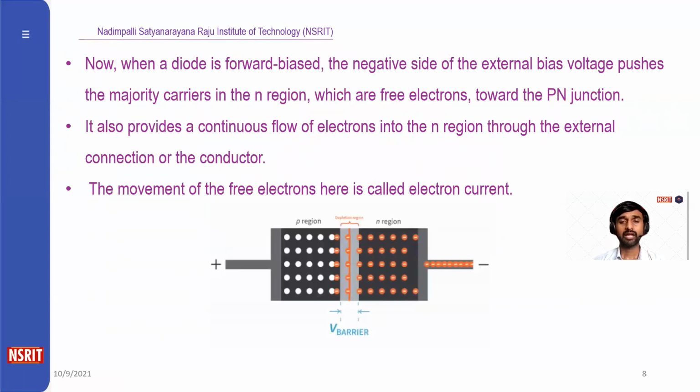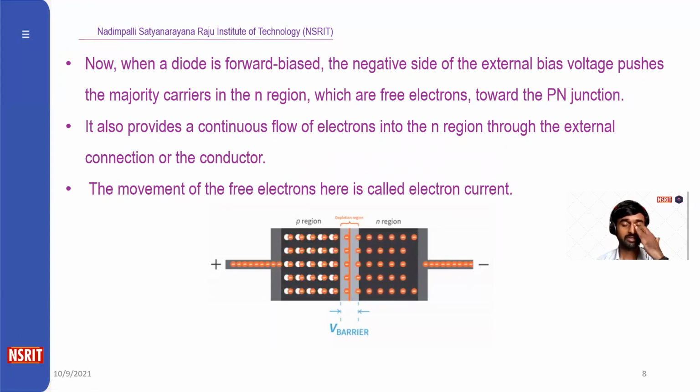Now, as I already told you, at the junction, we have the depletion region. So what happens to the width of the depletion region when you forward bias a PN junction diode? The width of the depletion region gets decreased, and the flow of charge carriers from N region to P region and P region to N region takes place.